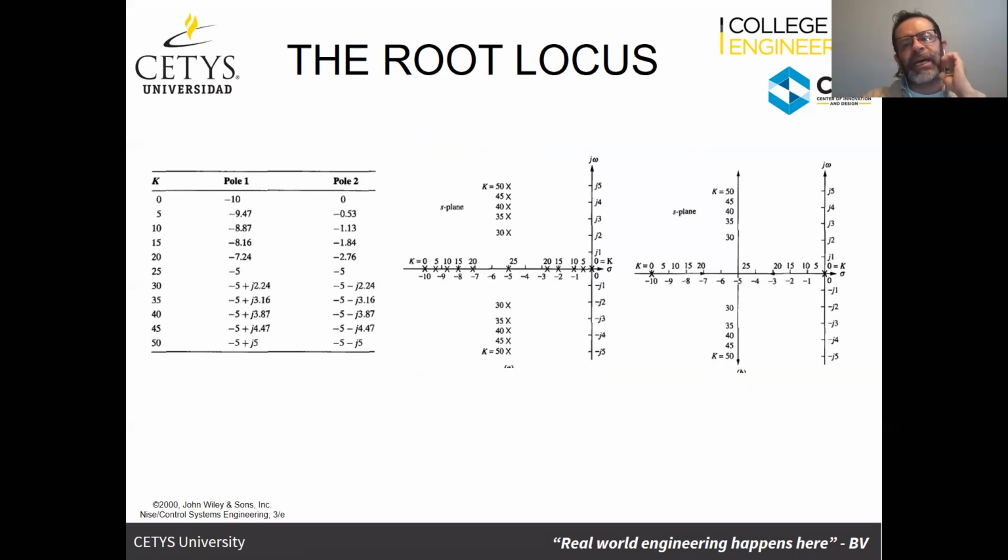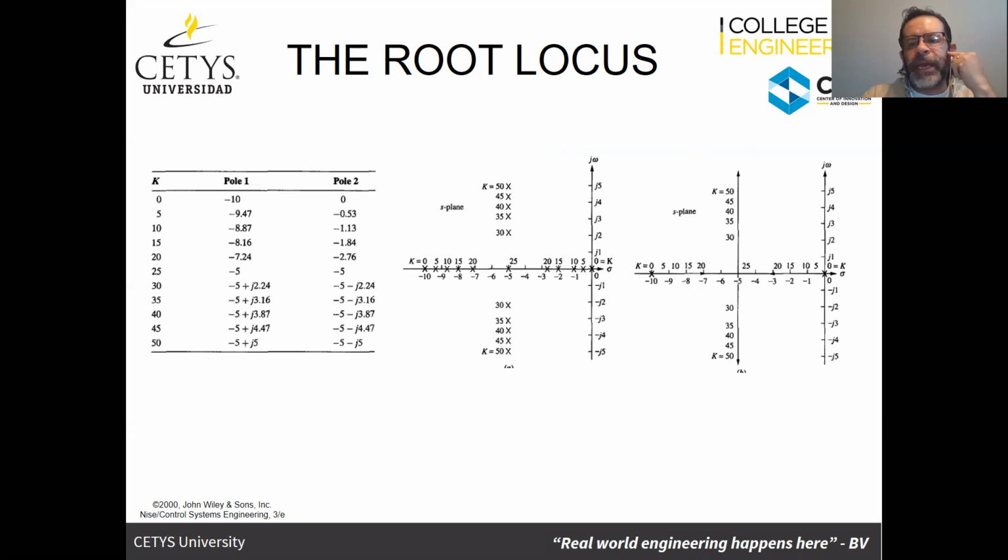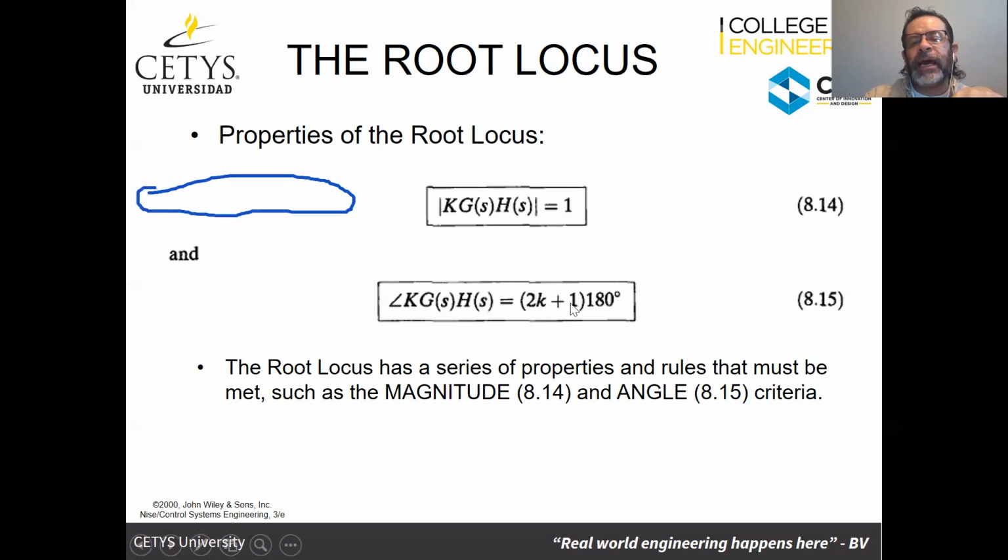So in the previous example, all of the values found in this graph comply with these two rules. If we grabbed any value here and substituted it into the expressions for g of s and h of s, multiplied by k, in the case of the magnitude rule we would get a 1, and in the case of the angle rule we would get a multiple of 180. All of the points in the root locus comply with these characteristics.